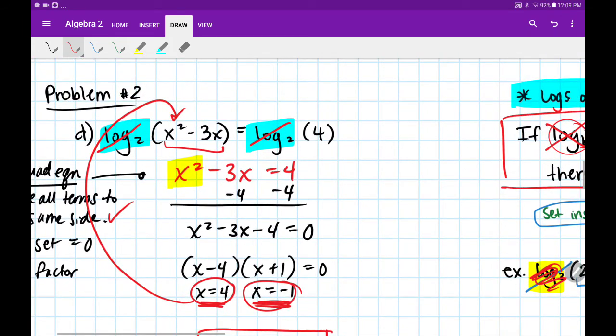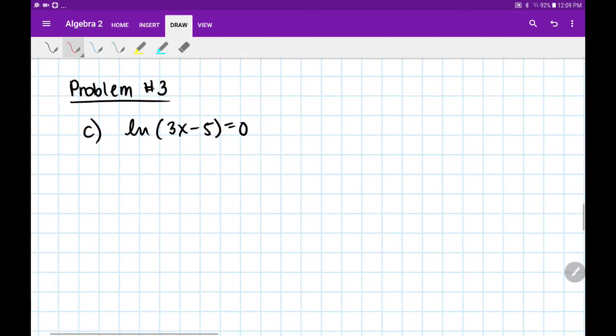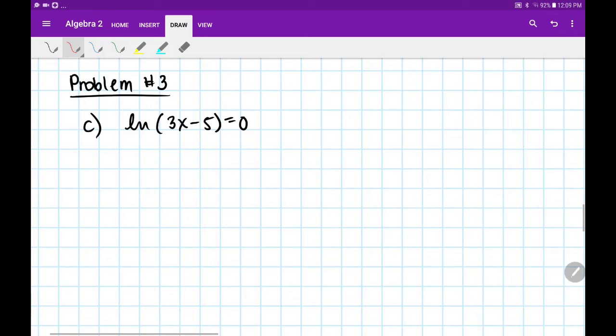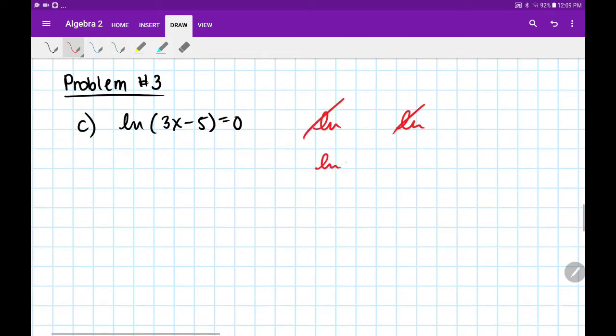Let's go to problem number 3 now. Problem number 3. Which type is this? Is this the type where we can cross out the logs on both sides, or is this the type where we have to go into a different form, into exponential form?